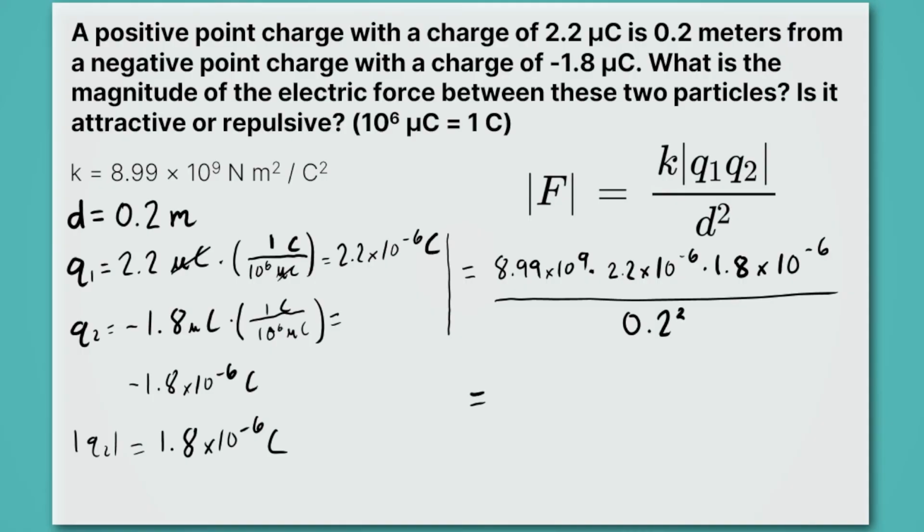Okay, that's a whole lot to put in your calculator. This is another situation where it's a good idea to go ahead and give that a try. So go grab your calculator and plug in all these numbers. 8.99 times 10 to the 9th, times 2.2 times 10 to the minus 6, times 1.8 times 10 to the minus 6. That's a lot. Go ahead and click enter, and then divide by 0.2 squared. We should get 0.8900. When we round for our sig figs, we should keep in mind that the distance just has one sig fig, and that means we'll round to 0.9 newtons. So that's the force between these two point charges.